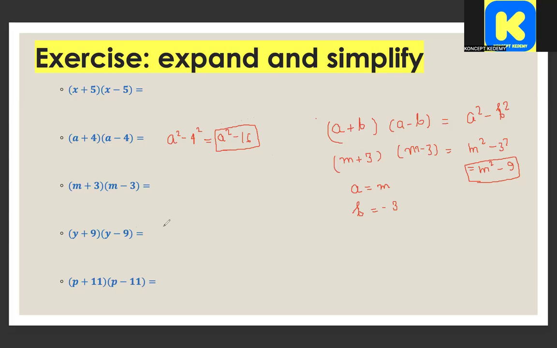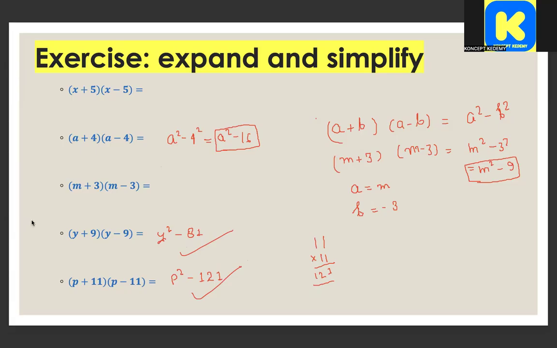For the other question, you can simply write the answer y square. And what is the square of 9? 9 nines are 81, so minus 81. For this one, p square. And 11, what is the square of 11? 121, so minus 121. You can check if you want to. 11 into 11. 1 times 11 is 11, 1 times 11 is 11. 1 plus 1 is 2, so 121. So this way you can solve these questions.